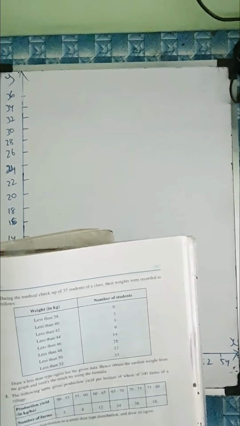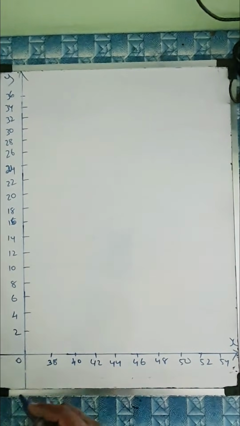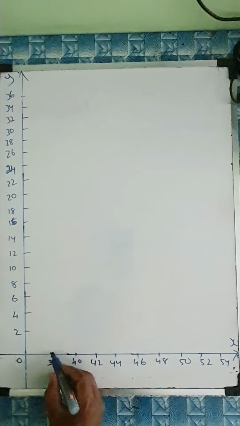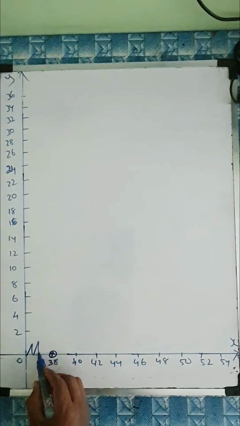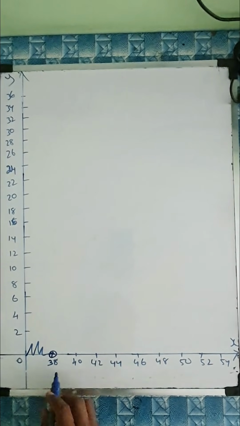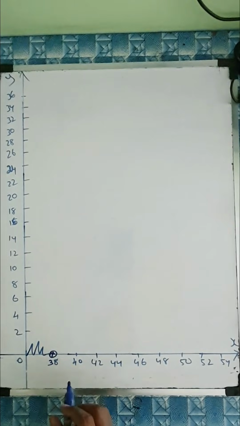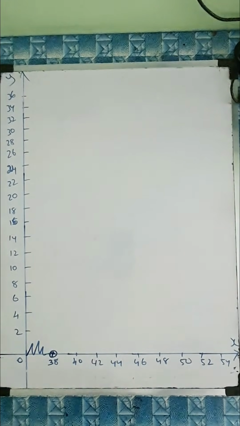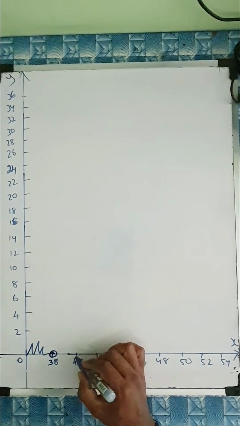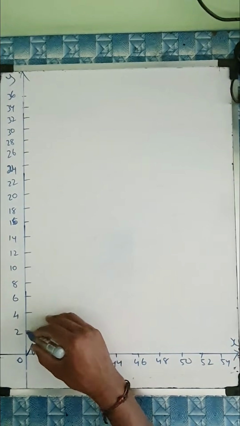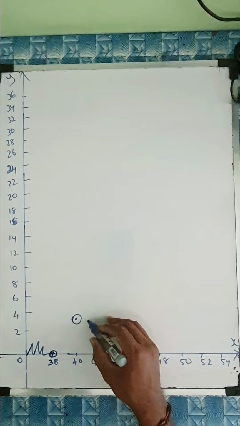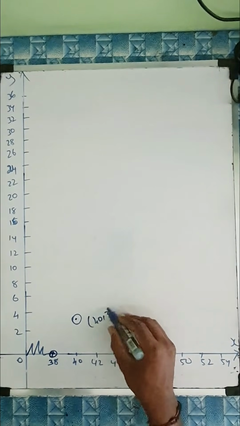Now we'll plot the points. First, less than 38 is given, so 38 is 0, and we'll mark it there itself. Between 0 and 38 many numbers are there, so we make these symbols. Now we start. 38 is 0. Next, 40 is 3, which is between 2 and 4, so mark it here.